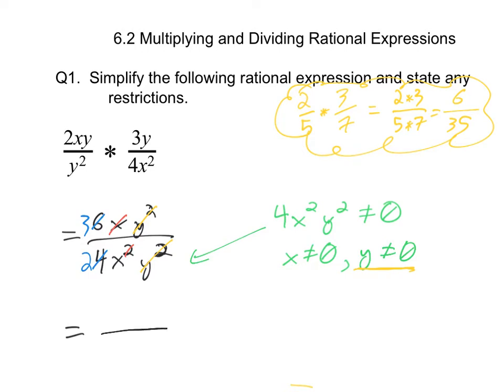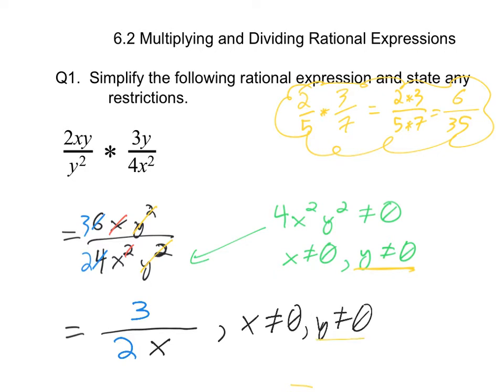Okay, so what are we left with after we have simplified? In the numerator, the only factor that remains other than 1 is 3. In the denominator, we have a factor of 2 and a factor of x. Everything else has been reduced by dividing numerator and denominator. However, there are restrictions. X cannot be equal to 0, and y cannot be equal to 0.